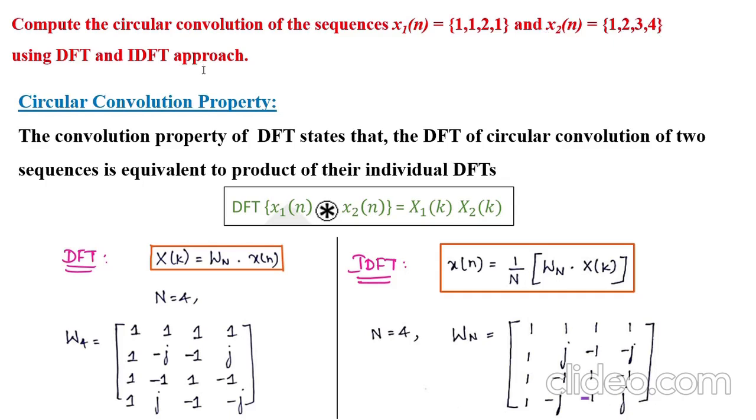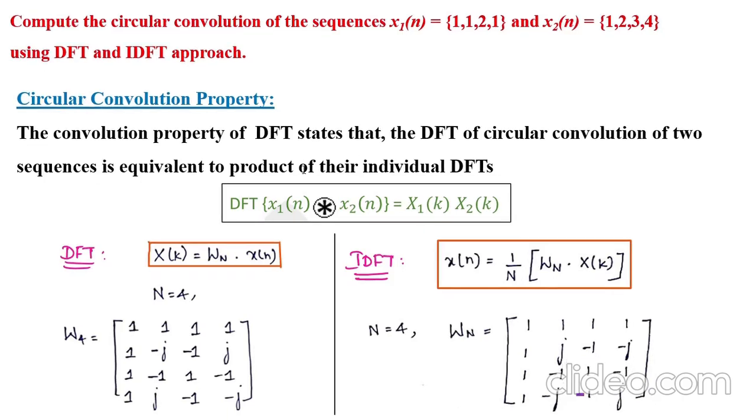Before getting into the problem, I would like to recollect these two steps, that is the circular convolution property. The convolution property of DFT states that DFT of circular convolution of two sequences is equivalent to the product of their individual DFTs. That is, circular convolution in the time domain is multiplication in the frequency domain. So this is what the circular convolution property is all about.